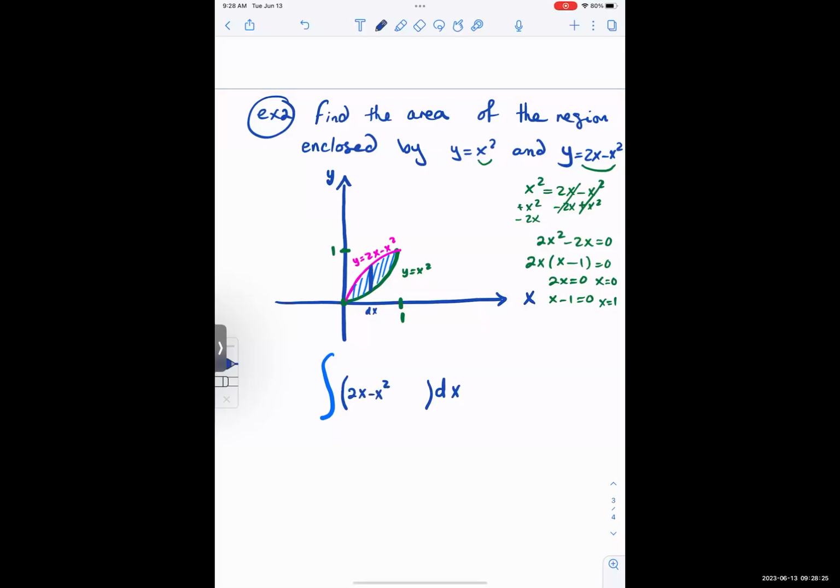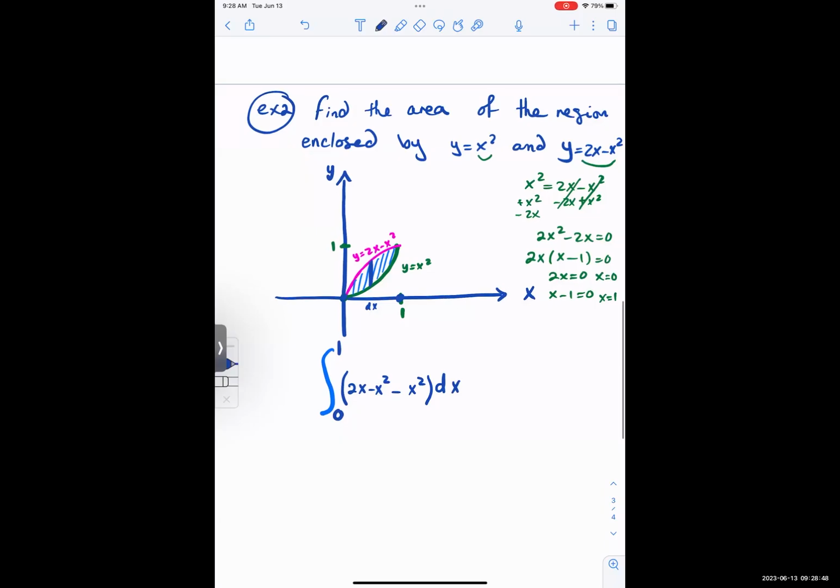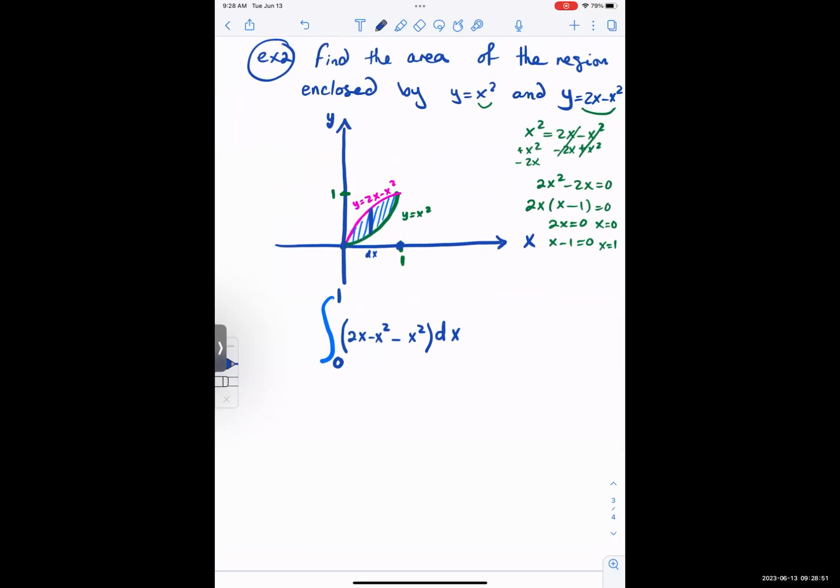2x minus x squared minus the bottom one, which is x squared. It's dx, so I go with minimum and maximum of x, which is in this case 0 to 1. So I want to give you a minute, look at the setup, see if that makes sense, and then also evaluate the integral. So 2x minus 2x squared dx. So evaluate the integral and tell me what you get.